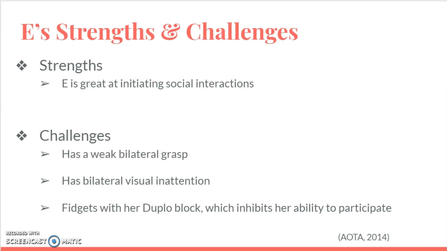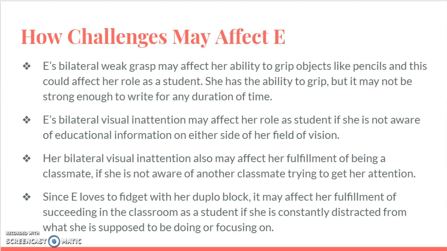E's strengths and challenges. For strengths, E is great at initiating social interactions. For challenges, she has a weak bilateral grasp, has bilateral visual inattention, and fidgets with her Duplo block, which inhibits her ability to participate.